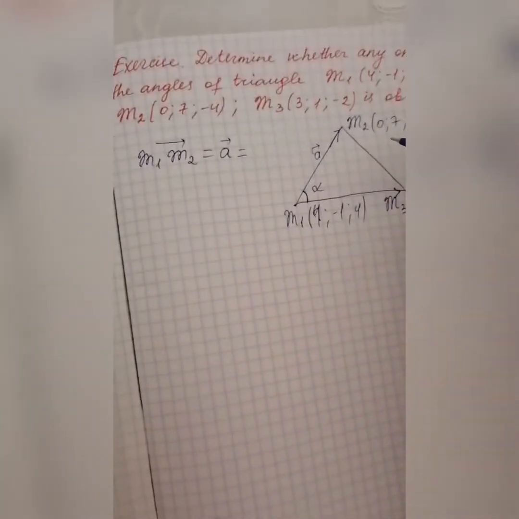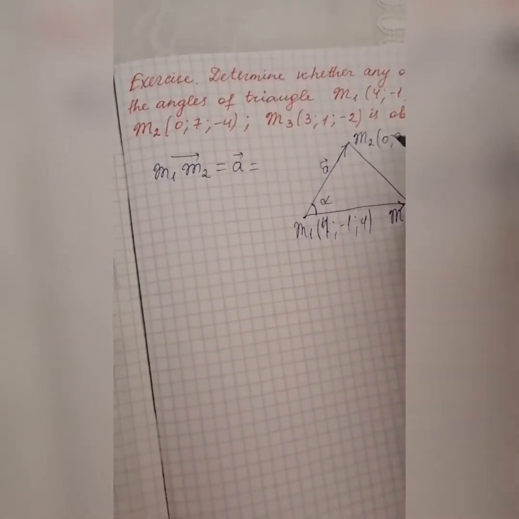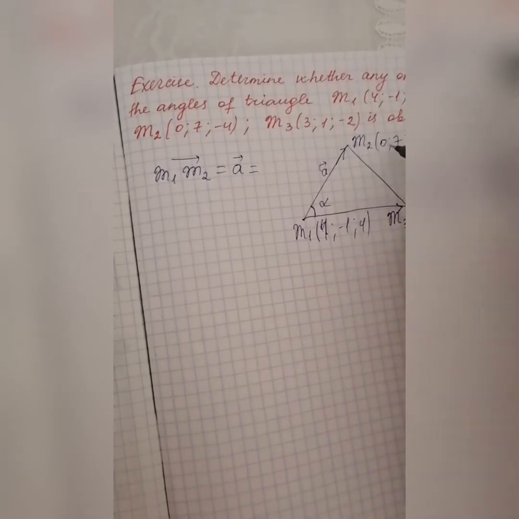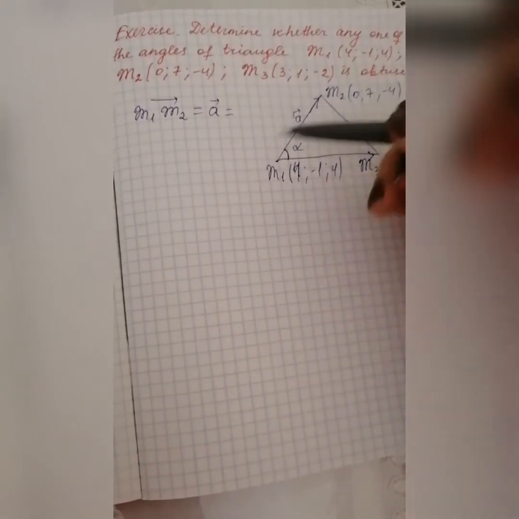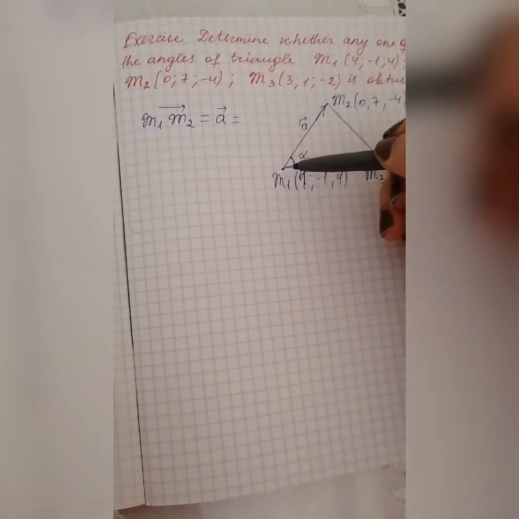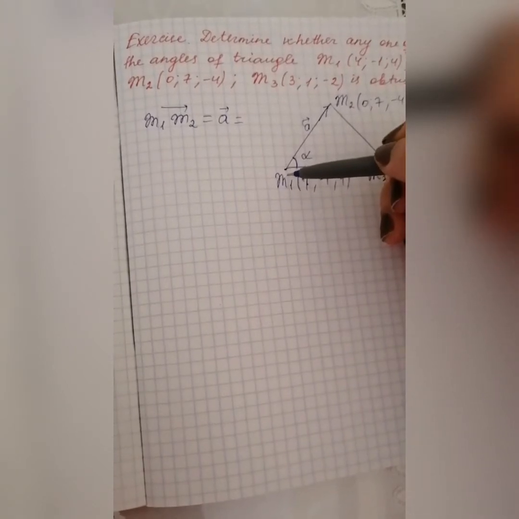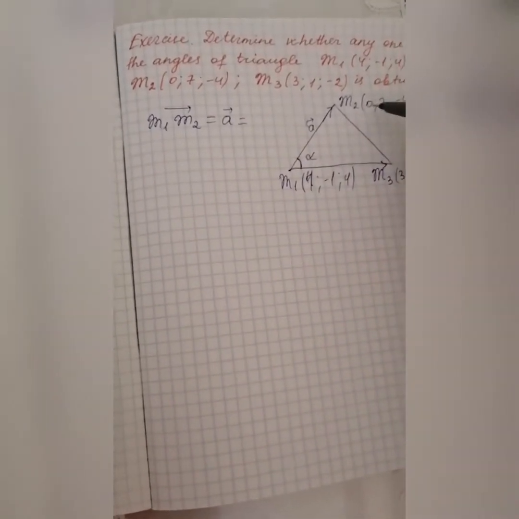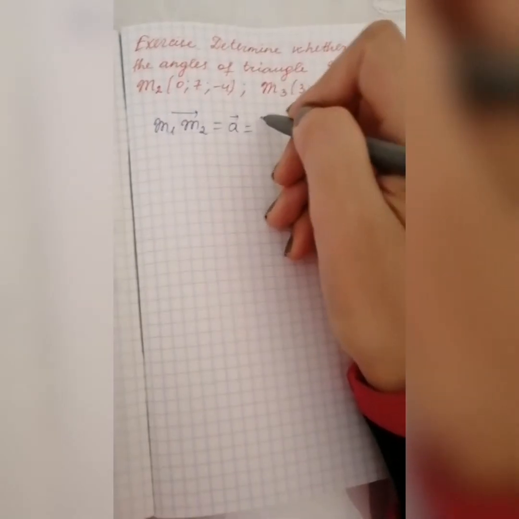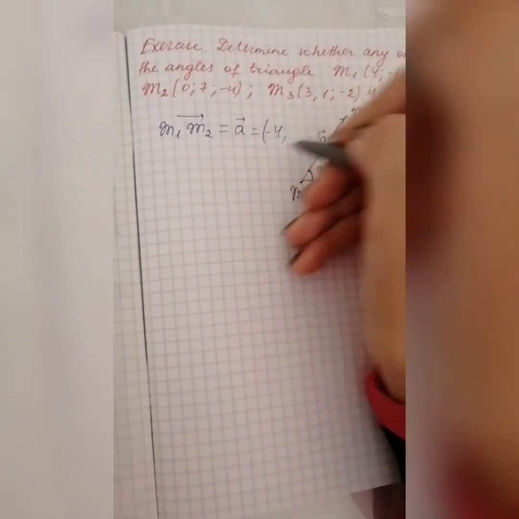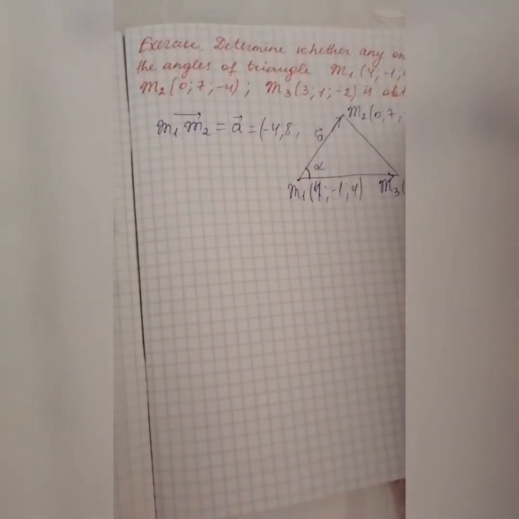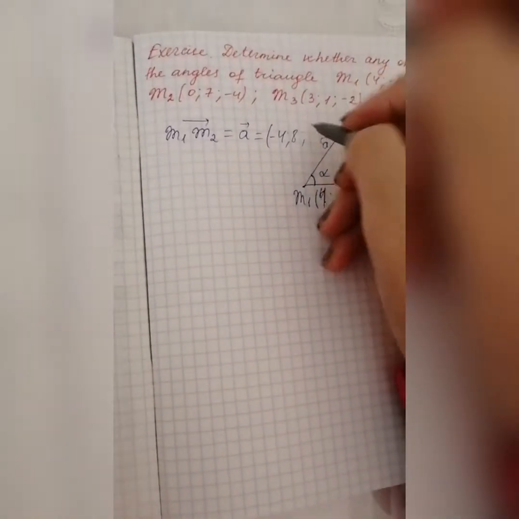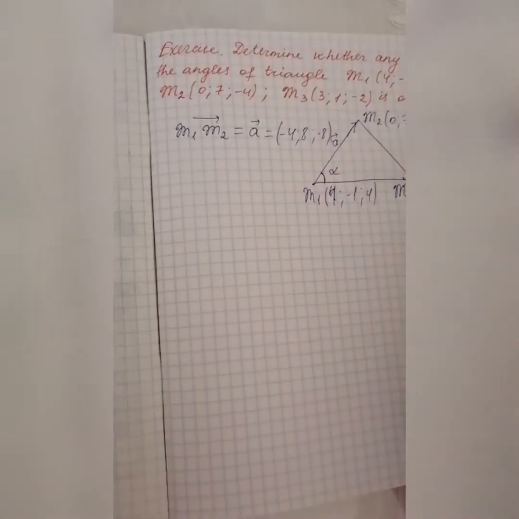In order to find this, we have to subtract the coordinates of the point M1 from the coordinates of the point M2. 0 minus 4 is -4. 7 minus -1 is 8. -4 minus 4 is -8.